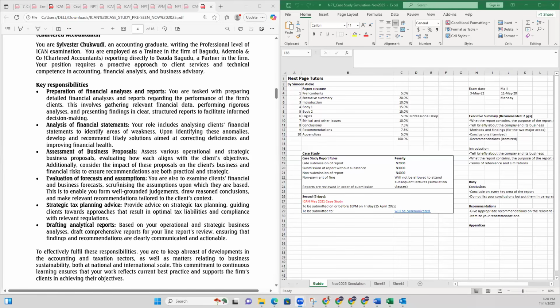To effectively fulfill these responsibilities, you are to keep abreast of developments in the accounting and taxation sector, as well as matters relating to business sustainability, both at national and international scale. This commitment to continuous learning ensures that your work reflects current best practice and support the firm's clients in achieving their objectives.